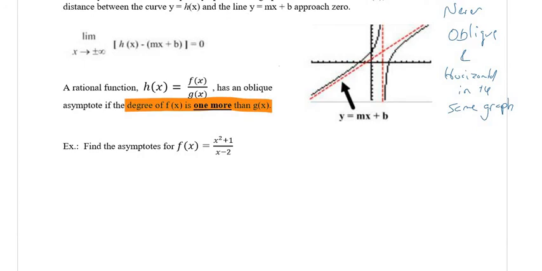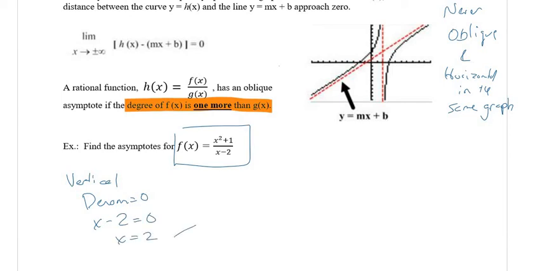So now let's deal with trying to find the asymptotes for this function, x squared plus 1 over x minus 2. So first thing you should notice is that we have a quadratic over linear. So we're going to deal with an oblique, but let's start with the vertical because it's nice and simple. So vertical, we just said the denominator is equal to 0. So x minus 2 equals 0, or x equals 2. So that's going to be our vertical asymptote.